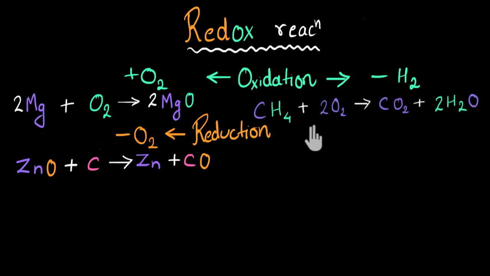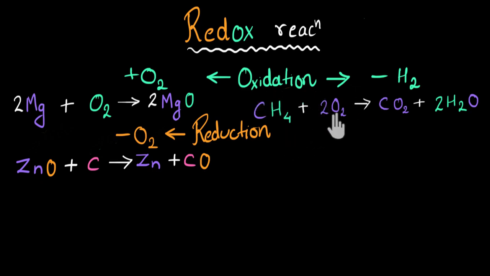Here methane reacts with oxygen to give carbon dioxide and water. So methane is carbon and a lot of hydrogen. And over the course of this reaction, carbon is losing all of its hydrogen and is forming carbon dioxide. So since carbon lost the hydrogen, it's going under oxidation.